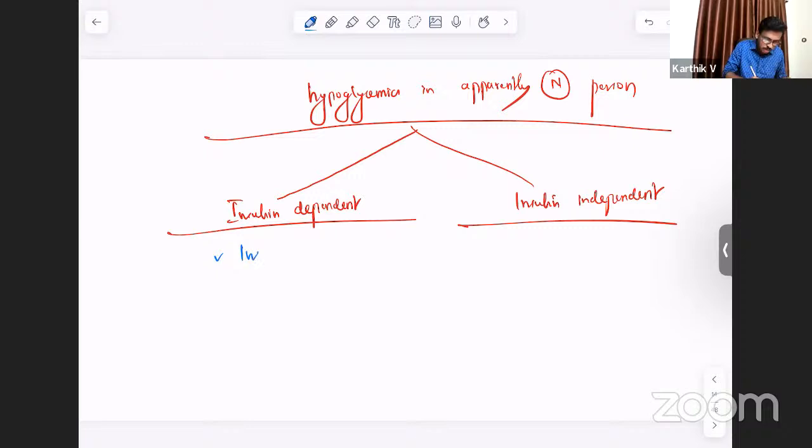Okay, so what are the causes that come under insulin dependent causes? Of course, the insulinoma, drug induced. You have the insulin itself.